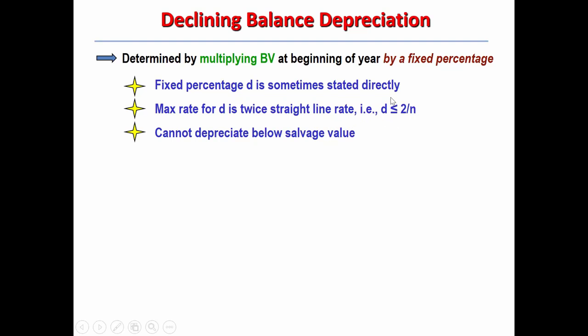And so this percentage, I'll show you before, is often described in terms of the declining balance factor, often described in terms of a percentage. And the way that you calculate the depreciation in a given year is by using that fraction D and multiplying it by the book value from the previous year.